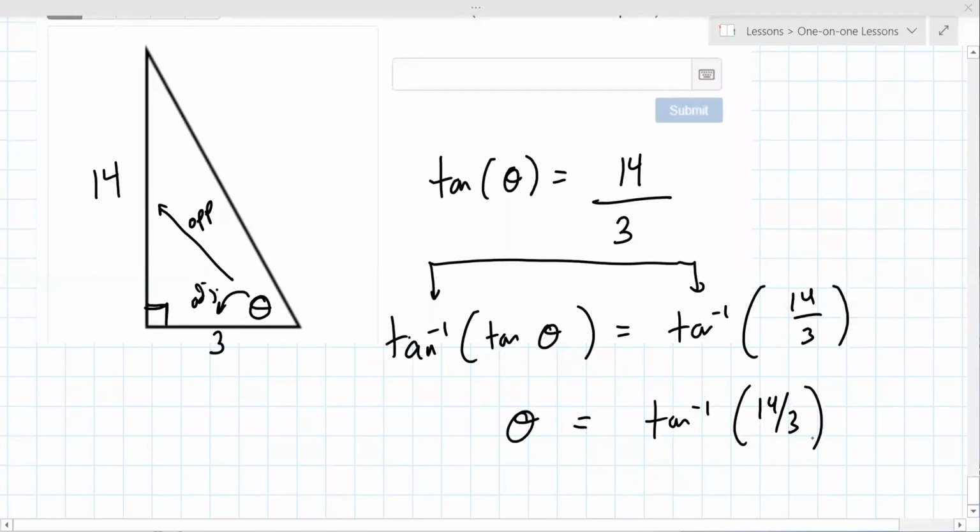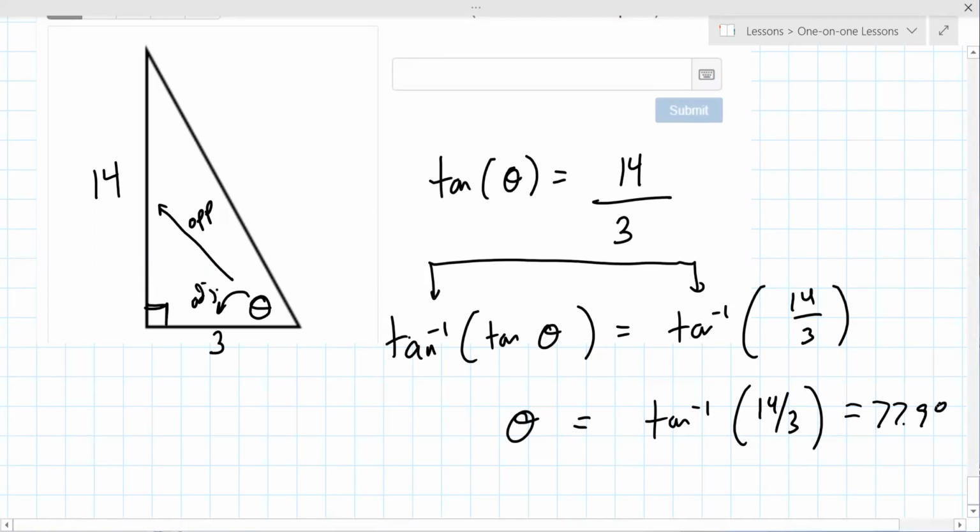So let's see, 14 over 3. It says to round to 1 decimal place. So I get 77.9 degrees. Seems somewhat reasonable because the tree is really tall compared to how far the cat is away from it. So it would be a pretty steep angle.